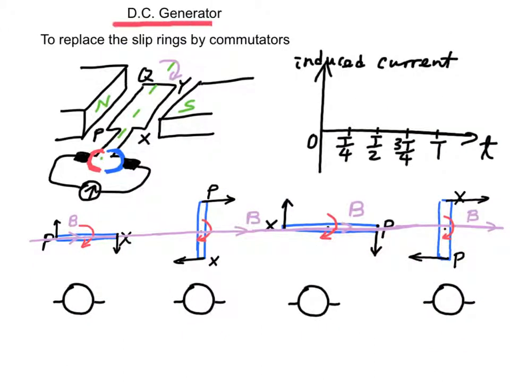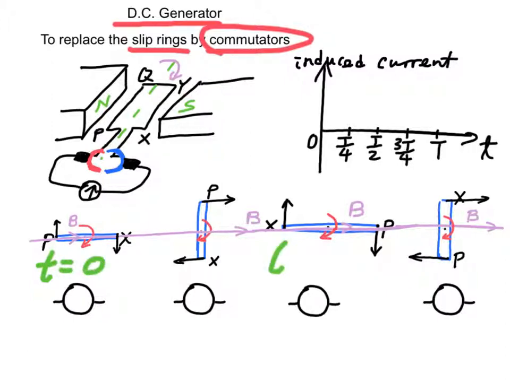To make a DC generator, the only change is that we replace the slip rings by commutators. Similar to the AC generator, at t equal to 0 and t equal to half a period, the induced current has greatest magnitude, with direction shown through P and X. However, the needle deflects in the same direction, that is, to the left.